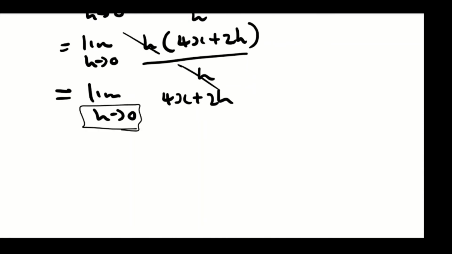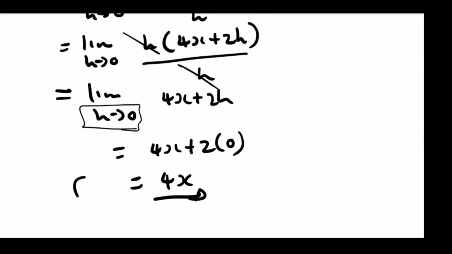So h approaches 0, right? So we're just going to substitute 0 where there's h. So we're going to have 4x plus 2 into 0, then the final answer would be 4x. So this is the f prime of x, right? Always check if your answer is right. You can check it beforehand or you can check it after.